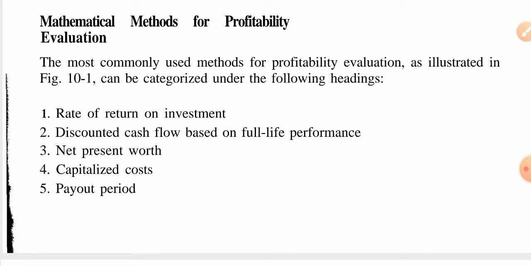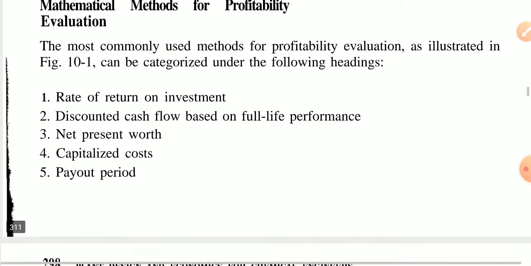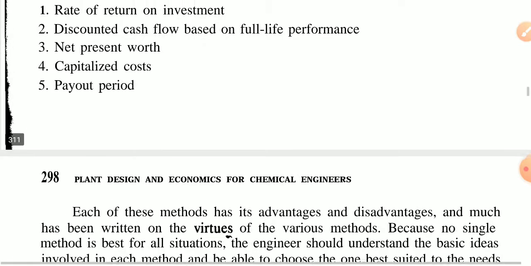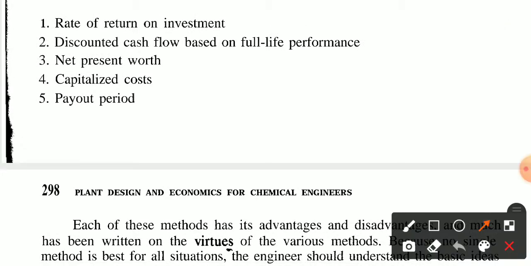Okay, the most commonly used methods for profitability evaluation, as illustrated in figure 10.1, can be categorized under the following headings. The first one is rate of return. Second one is discounted cash flow based on full life performance. Net present worth, capitalized cost, payout period.